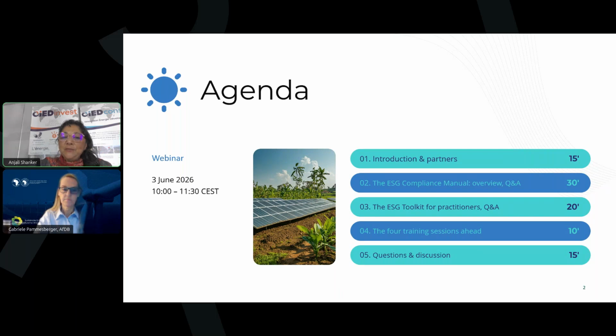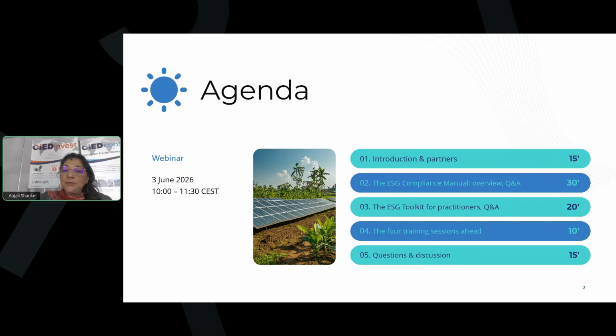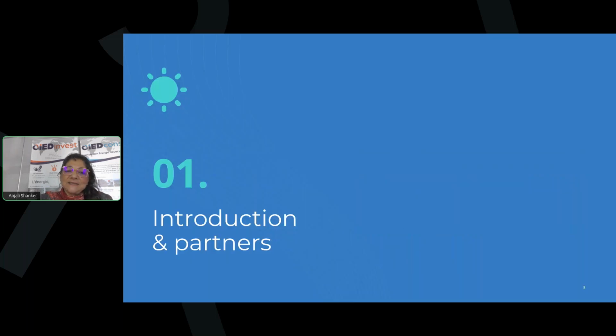We will then move on to introducing the Environmental, Social and Governance Compliance Manual and Toolkit, and provide an overview of the manual that we have prepared. We will then move on to the toolkit itself for practitioners and introduce the 4 training sessions ahead. We'll end with concluding remarks and questions and discussions.